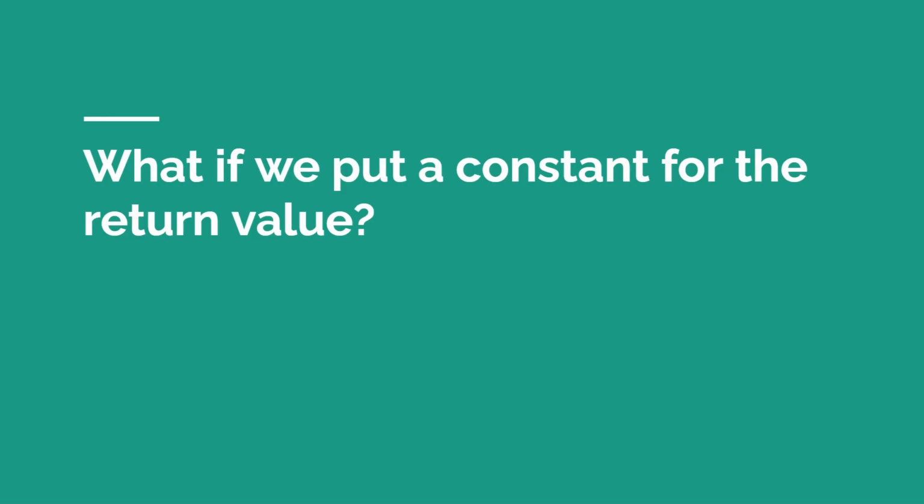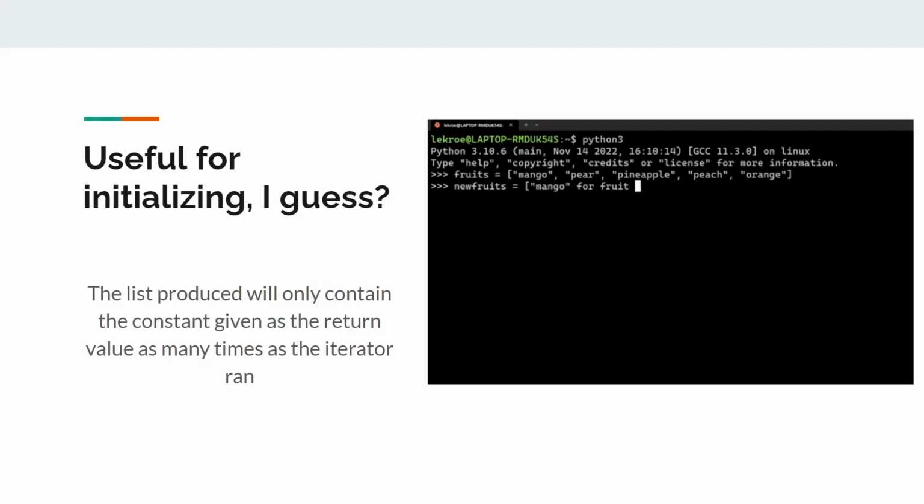Now the return value, the variable defined at the beginning, has to be a variable, otherwise we see what happens here. We have that same list of fruits, we're making a new list, and we've set mango as the return value. So every time it iterates through every one of those fruits in the list, it's just returning mango. And the only useful application I thought of was maybe initializing a list of a certain size. But like I say down here, the list produced will only contain the constant given as the return value as many times as the iterator ran.